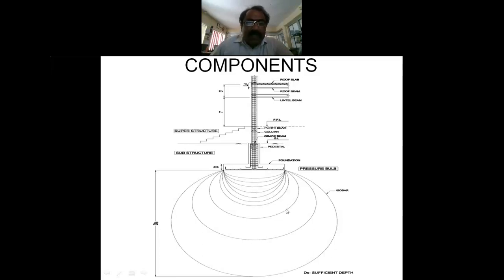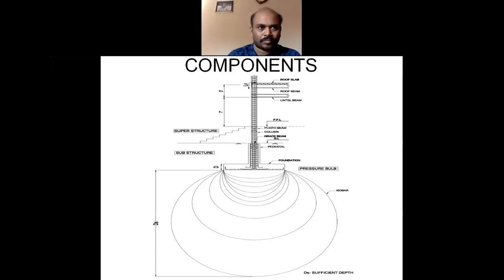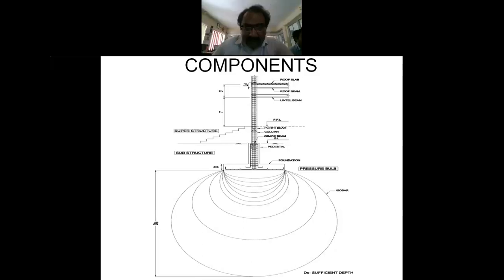Because of that, what happens next? The load is distributed. The pressure is distributed. So if the width is B, at 2 times B, here B by 2, here B by 2.